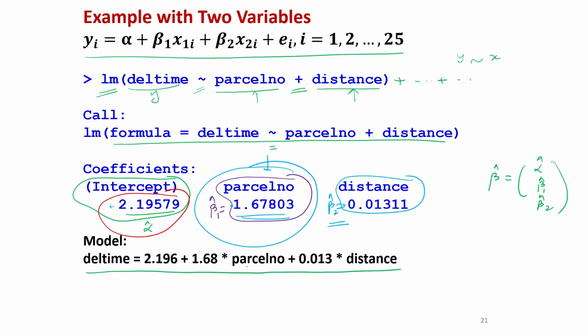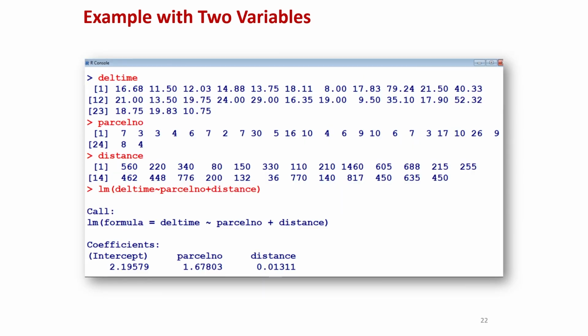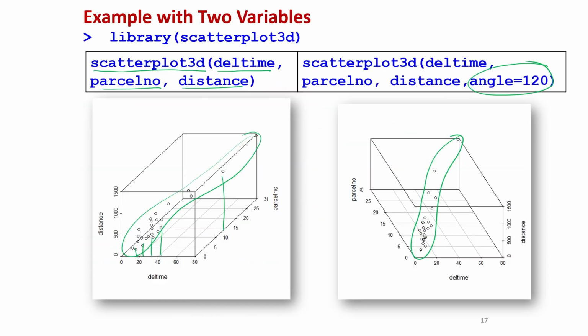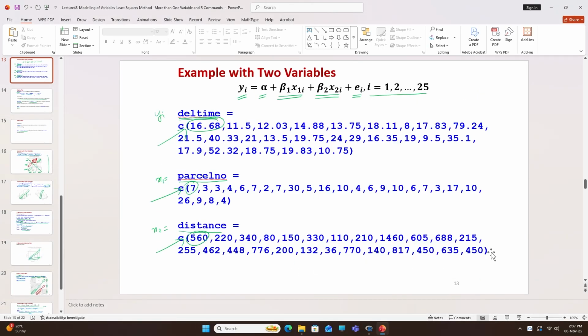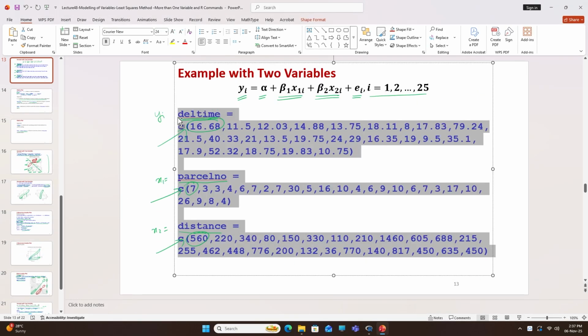In this case, the fitted model will become del time is equal to 2.196 plus 1.68 into parcel NO plus 0.013 into distance. Right. So, by this you can actually compute, if the distance increases or decreases by this value and parcel number increases or decreases by this value, what the delivery time will be and so on. So, this is your fitted model, and this is the screenshot of this same operation. So, let me try to show you these things on the R console, so that you get more confidence, right. Let me first copy all this data over here.